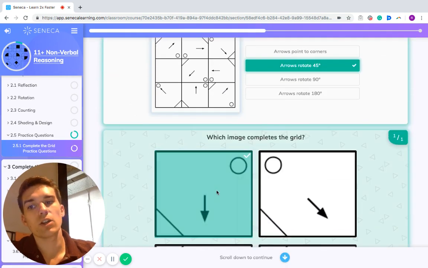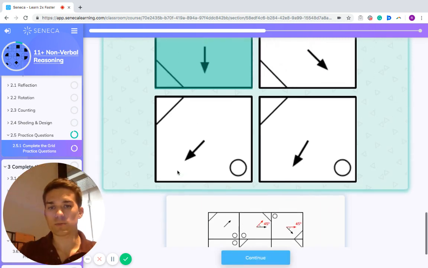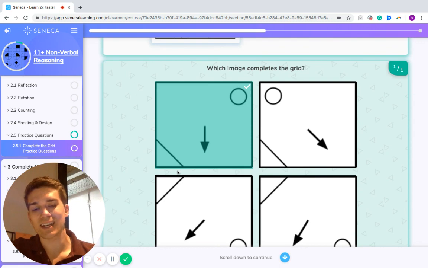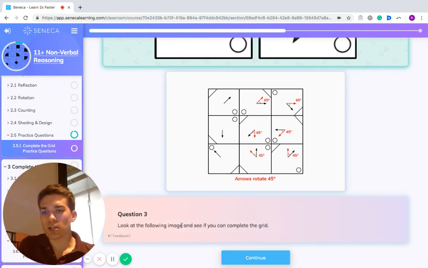So basically, you're looking for clues that show you a rotation of a specific part, and it will always be consistent as you go across a row or down a column. Okay, but you need to keep everything else consistent as well. So, for example, just one circle. Also, the diagonal line needs to be there. All right. So last question we're going to look at in this section.